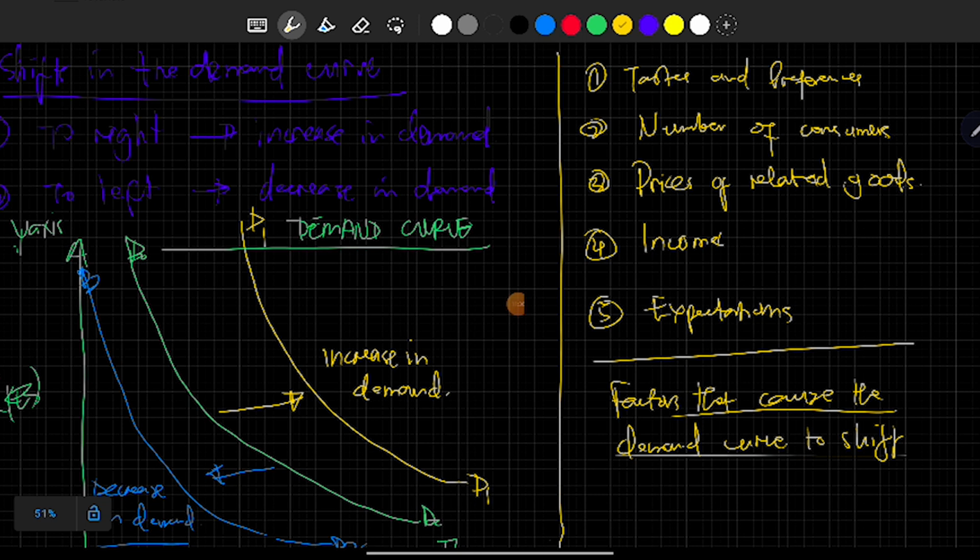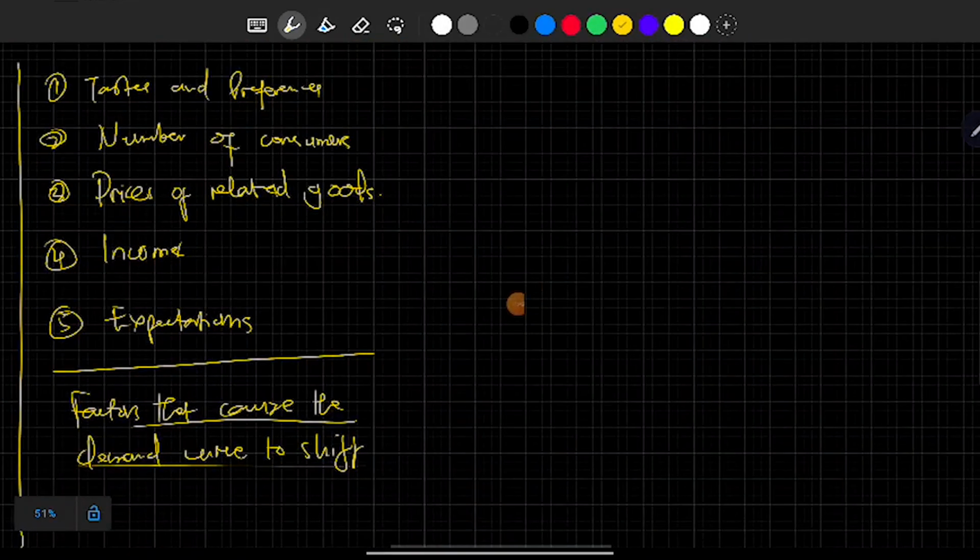I'll start with the first factor, which is a change in tastes and preferences of the consumers. If consumers prefer to consume one product over the other, and that could be as a result of their own personal reasons, this can cause a shift in terms of the tastes and preferences toward another product. Then the demand for the specific product that we are discussing will change, and this will result in a shift in the demand curve.